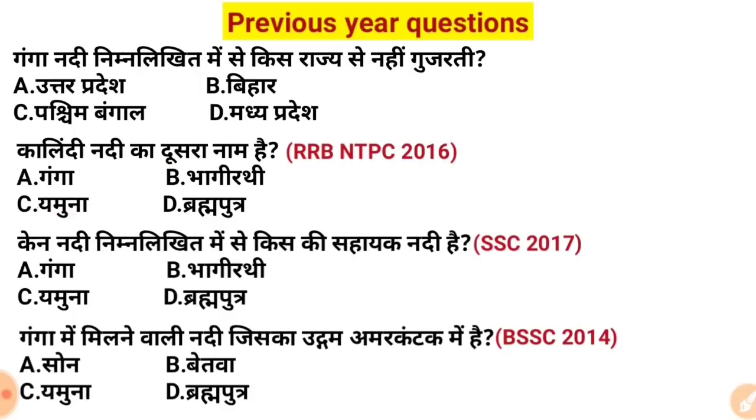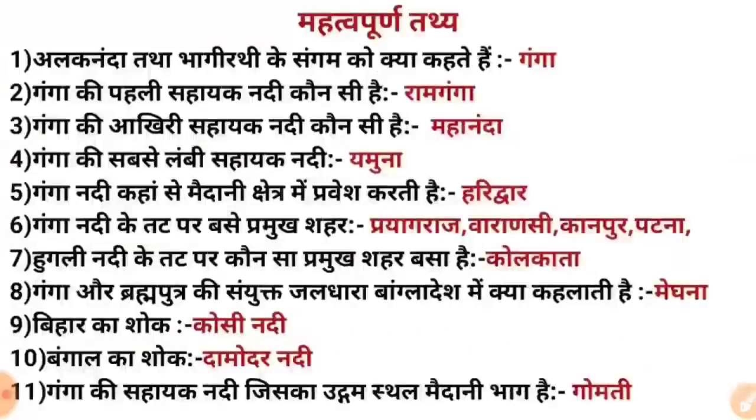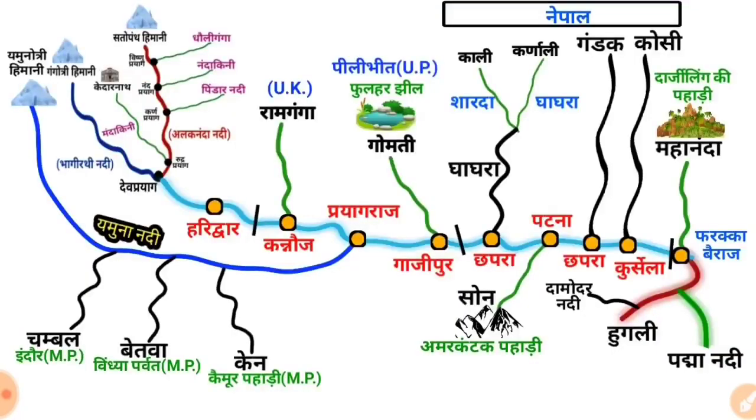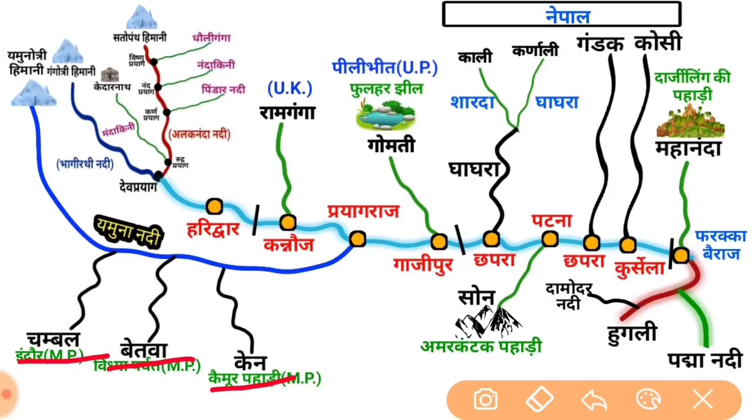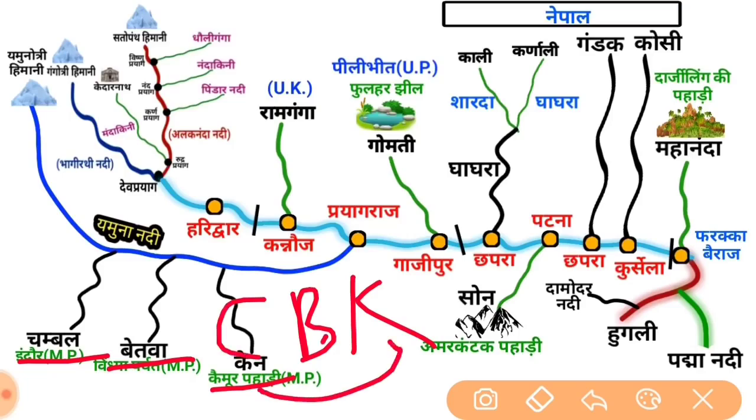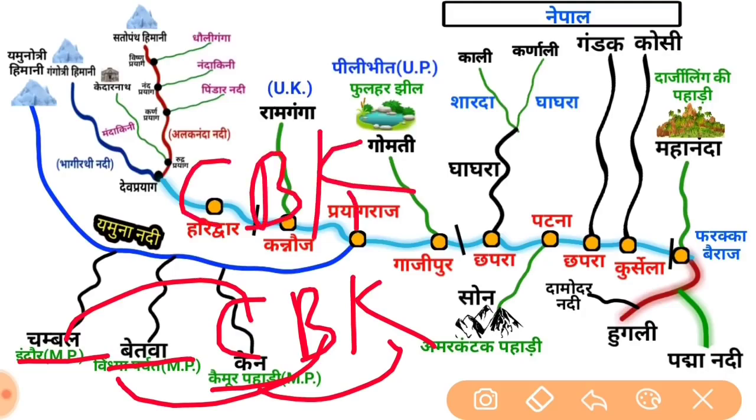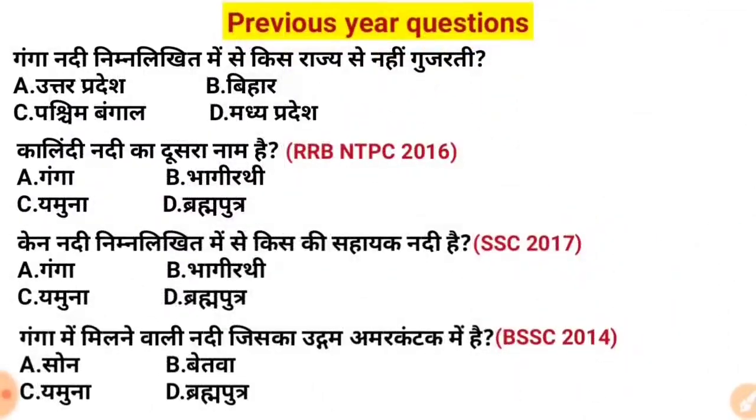After that, the next question is, Ken River is a tributary of which of the following? Earlier I did not tell you its trick. Let me tell you, I had forgotten. There is also a trick for this which you can remember. There were these three rivers, Chambal, Betwa and Ken. You can remember this from KBC. KBC is from Kaun Banega Crorepati, right? K for Ken, B for Betwa and C for Chambal. So Ken, Betwa, Chambal. You can remember this from this. So, Ken River is a tributary of which of the following? This is Yamuna's tributary.